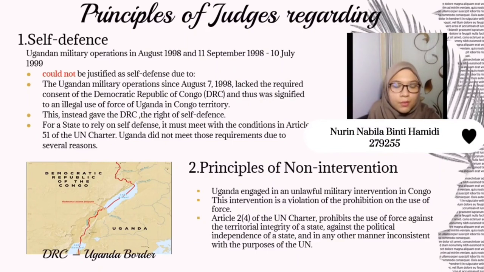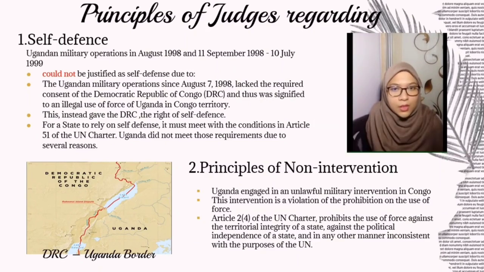Next are the principles decided by the judges in the case concerning armed activities in the territory of the Congo. The first one is self-defense. Uganda's military operation in August 1998 and from 11 September 1998 until 10 July 1999 could not be justified as self-defense. This is due to the fact that its military operation had not received consent from the Congo, and this situation instead gave the right to self-defense to Congo.